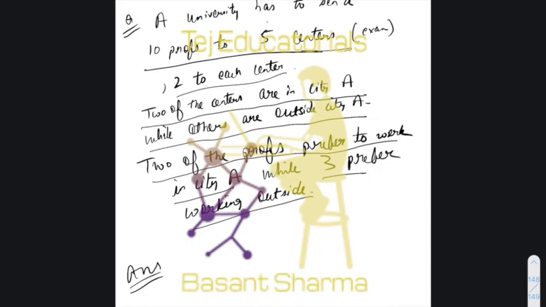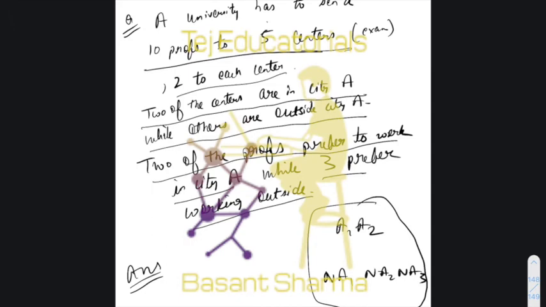Out of the 5 professors, let's say A1 and A2 are 2 professors who prefer to work in city A, and NA1, NA2 and NA3 are 3 professors who prefer to work outside city A. Okay, so these are gone. Let's separate them. Out of the 5 remaining professors who can work anywhere, there can be multiple ways to solve this, I am giving just one solution.